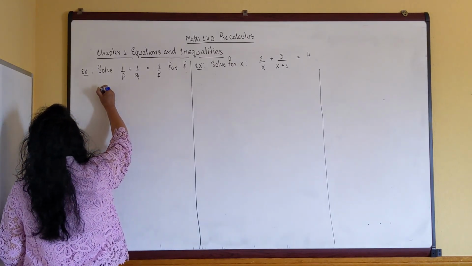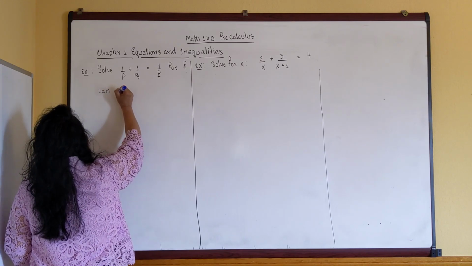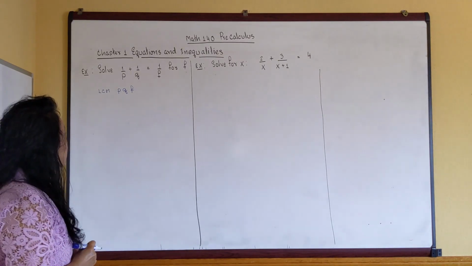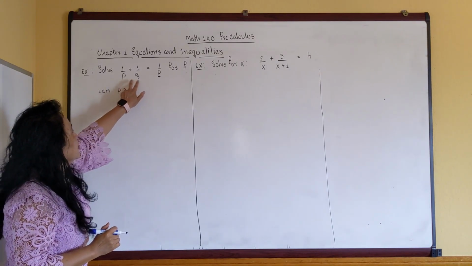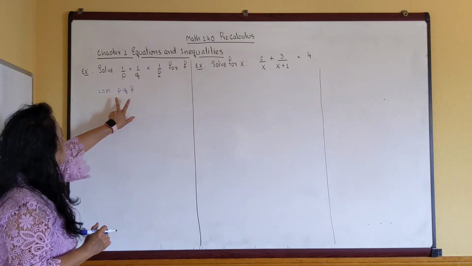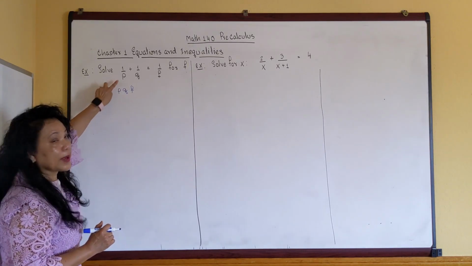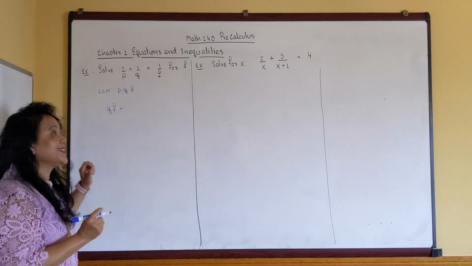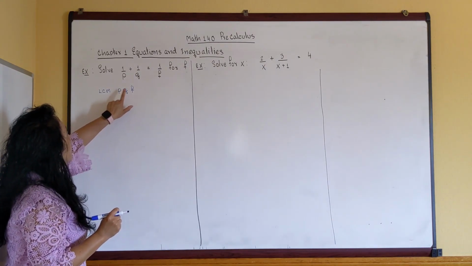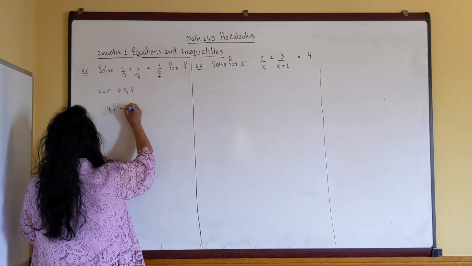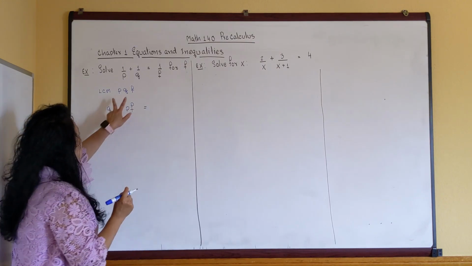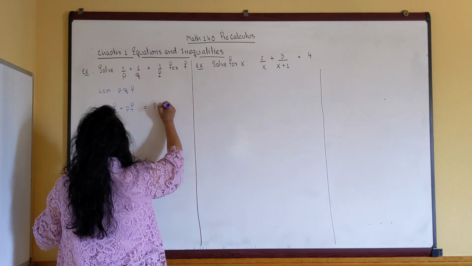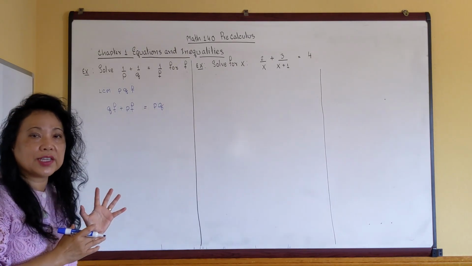My LCM is P, Q, and F. To get rid of the fractions, I'm going to multiply this to every single term. If I multiply this to the first term, my P will cancel. I'm left with QF. In my second term, the Q will cancel. I'm left with PF. And if I multiply this to the last term, my f will cancel. I'm left with PQ. Now it's much better. I don't deal with fractions anymore.